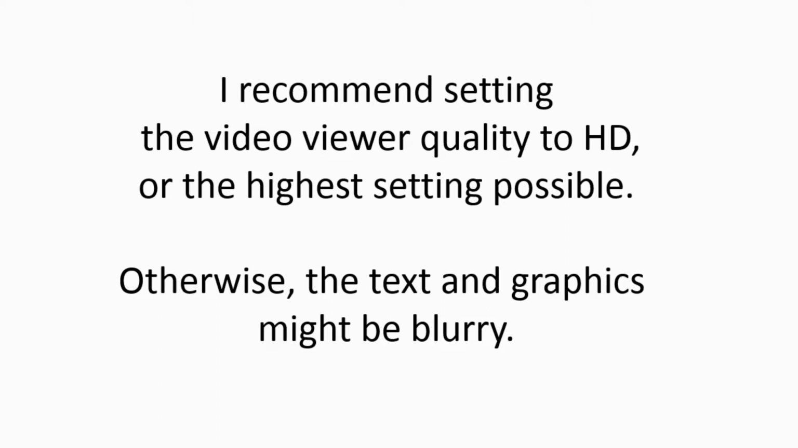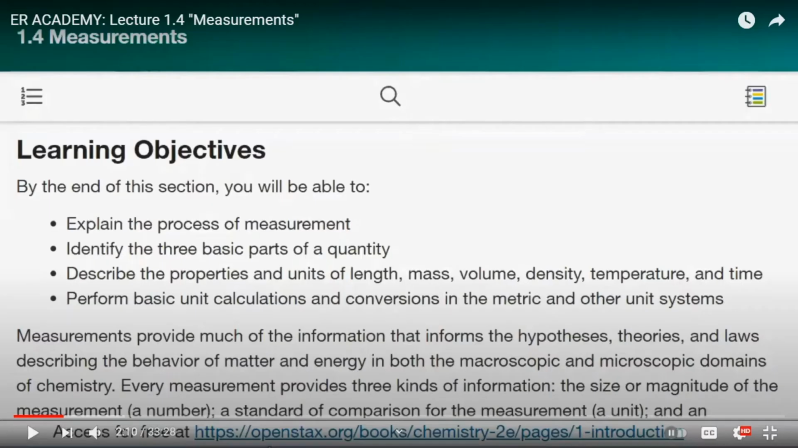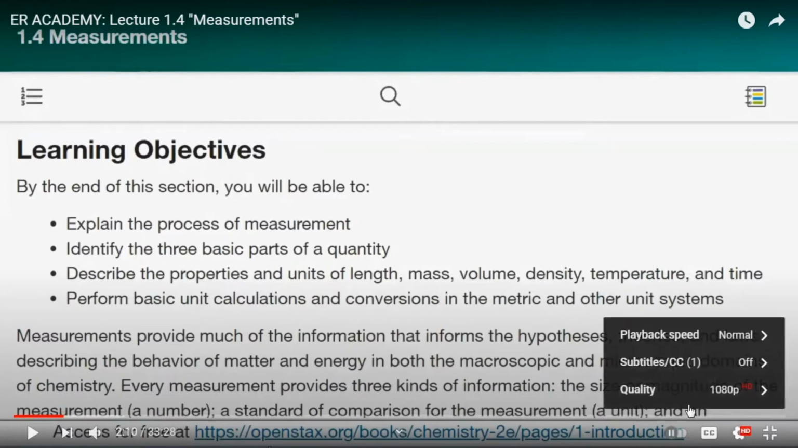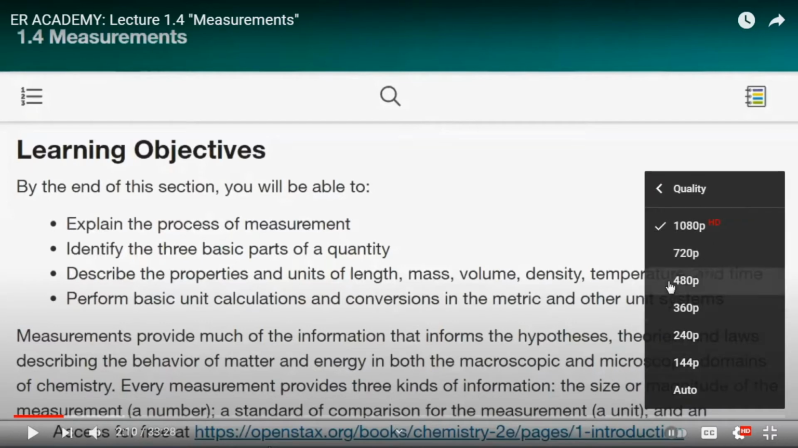For example, let's look at this video on YouTube. To set the video quality in YouTube, go to the lower right corner and click on the gear icon, which is the settings icon. Then click on quality, then click on 1080p HD.